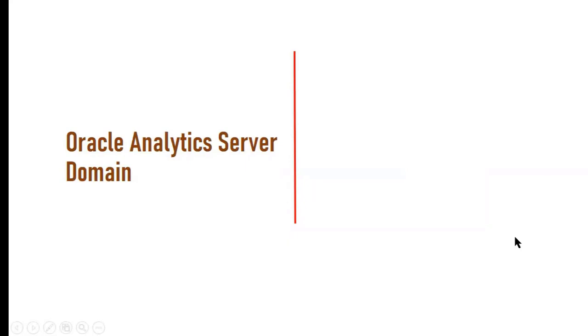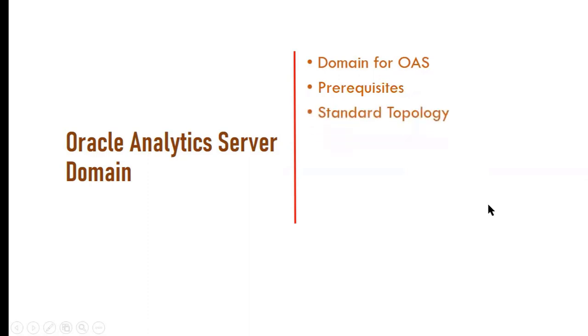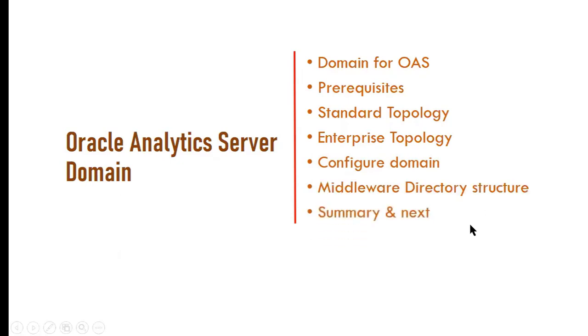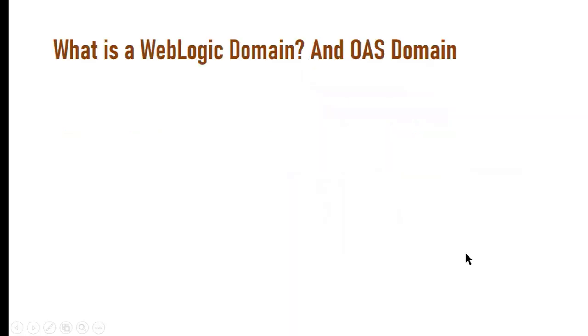Oracle Analytics Server domain. In this one, we are going to learn about what is domain for the OAS, the prerequisite for the OAS domain, and what are the topologies. We have standard and enterprise topologies. Then configuration of the domain in a command line silent mode option, after configuration the middleware directory structure, the summary, and finally, what is next.